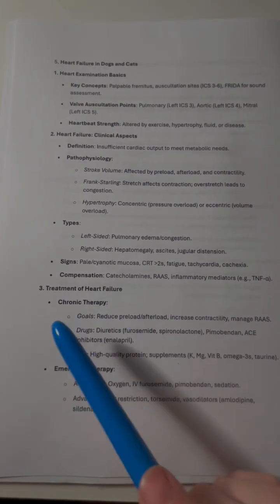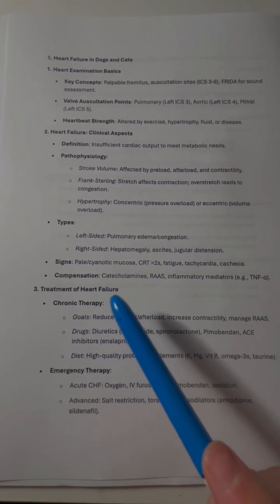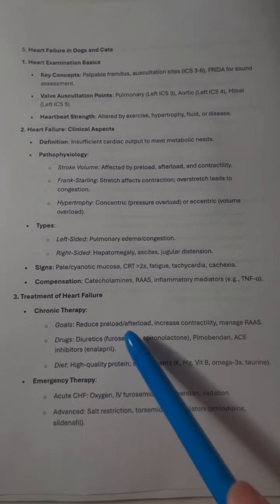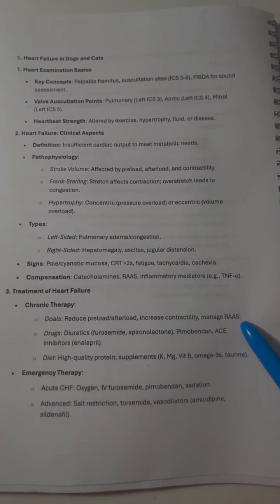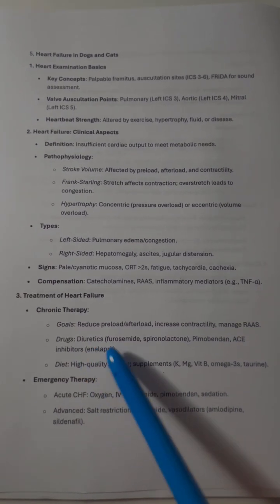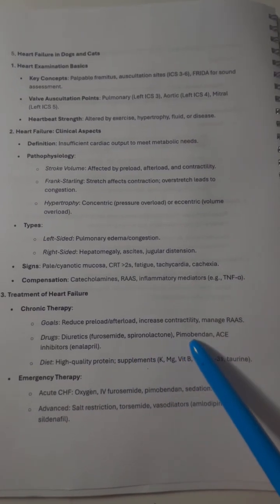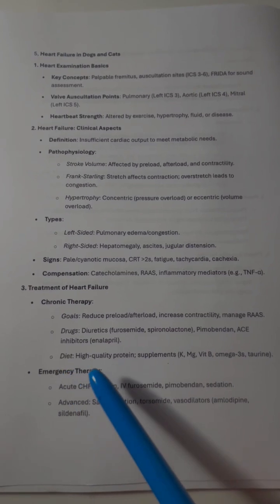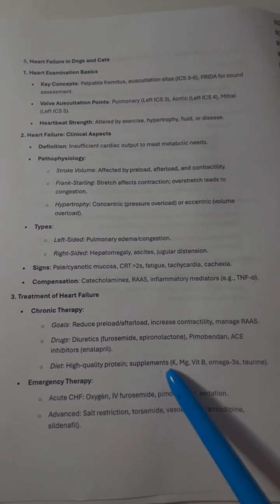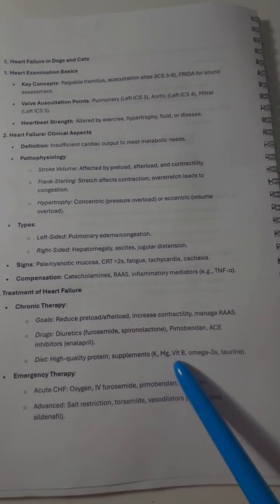And for the treatment of heart failure, we have chronic therapy, and the goals are to reduce preload and afterload and increase contractility and manage renin-angiotensin system. And the drugs we use are diuretics such as furosemide and spironolactone, pimobendan, and ACE inhibitors such as enalapril. For diet, we give high-quality protein, supplements such as potassium, magnesium, and vitamin B, and omega-3s and taurine.